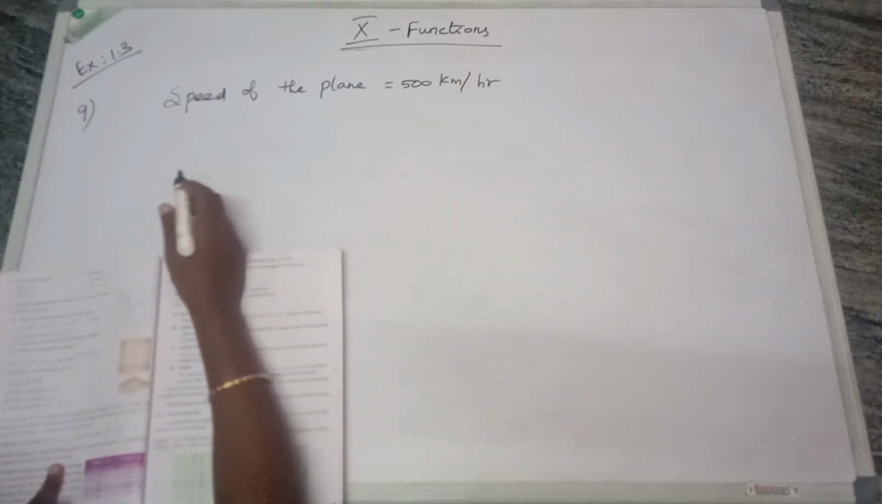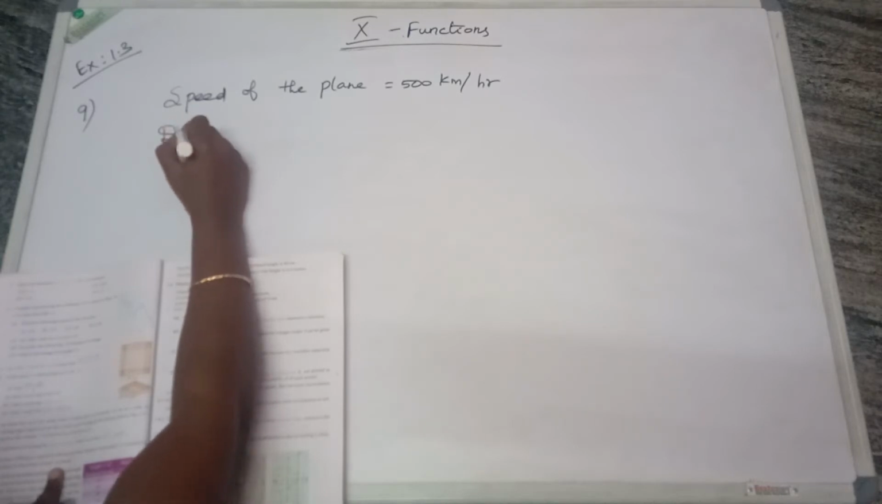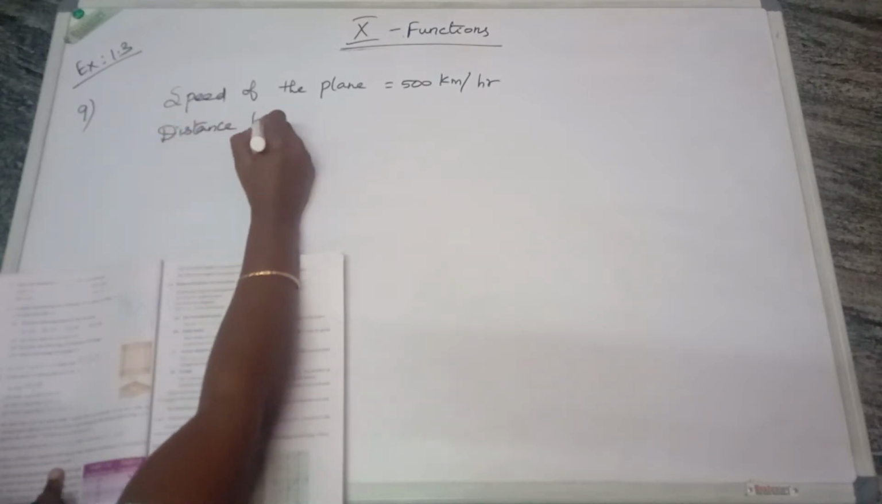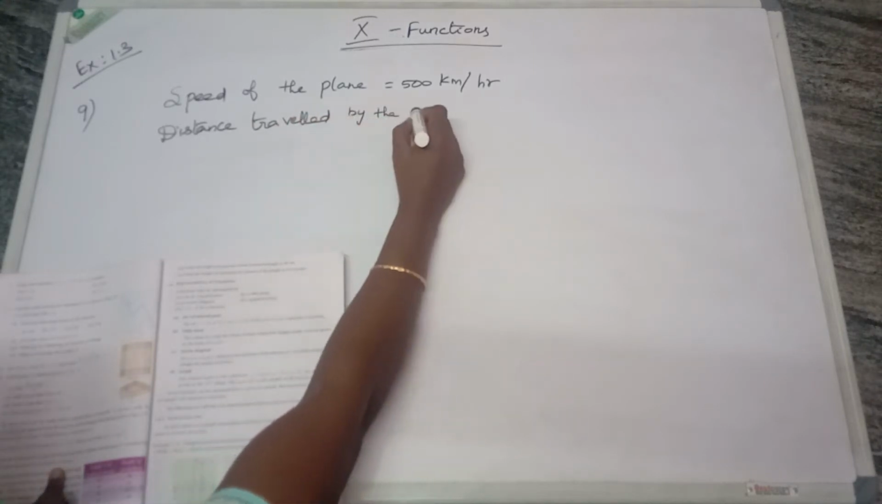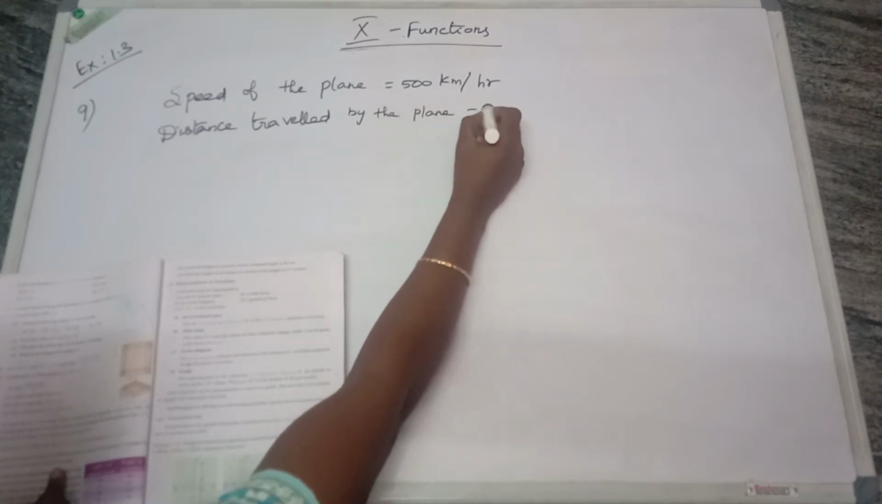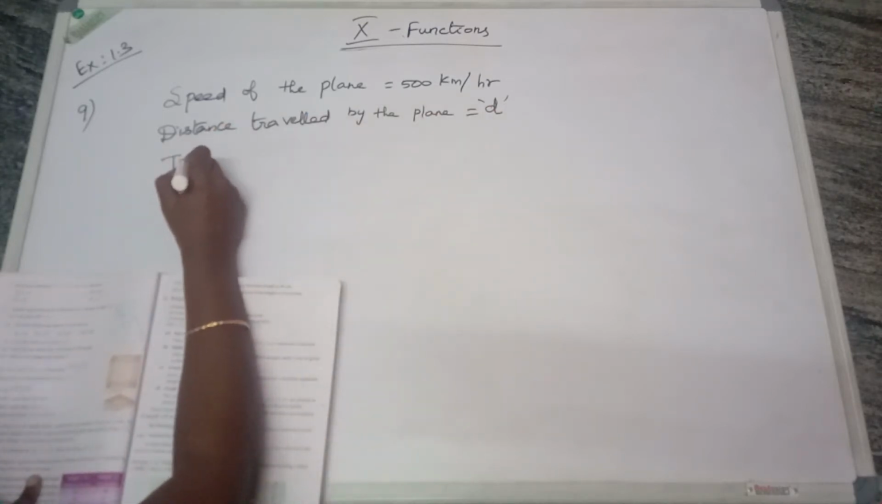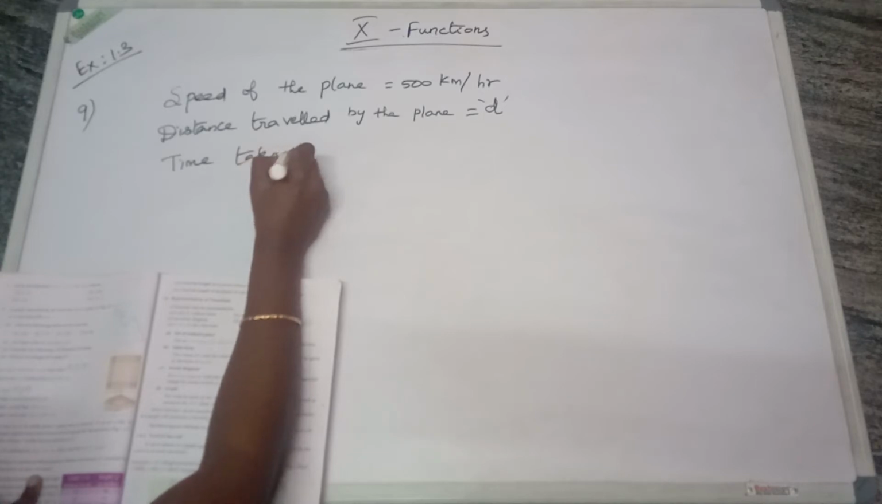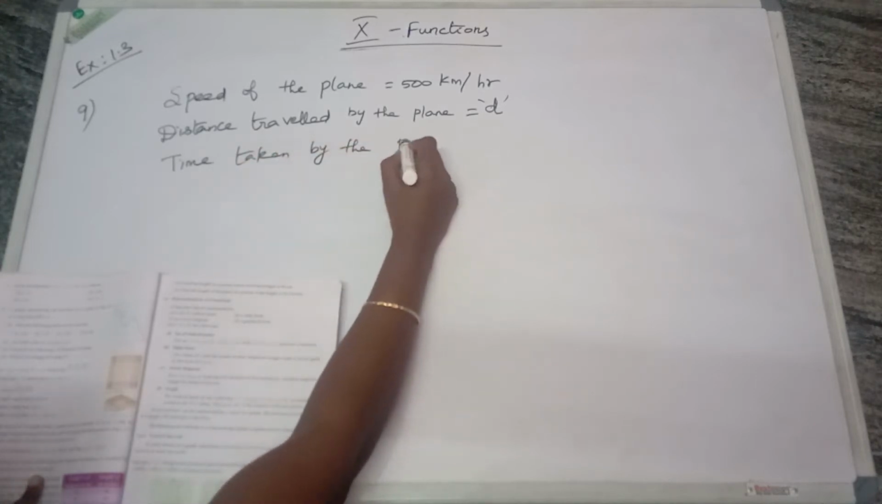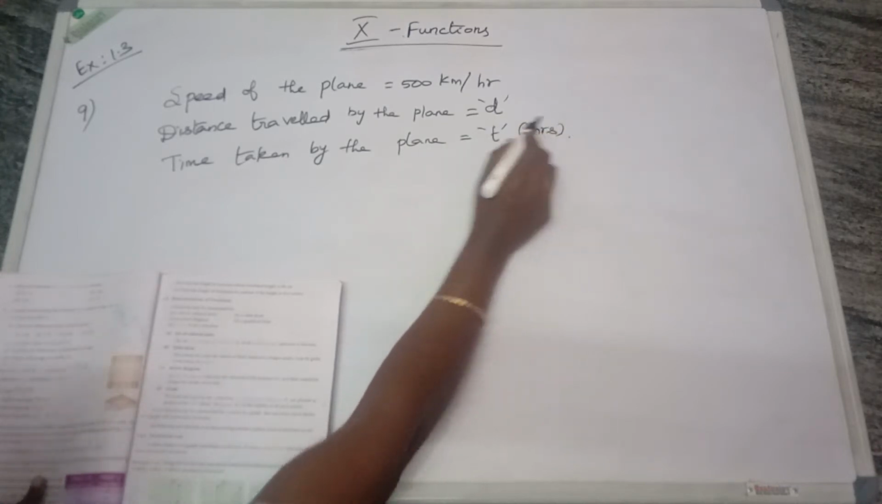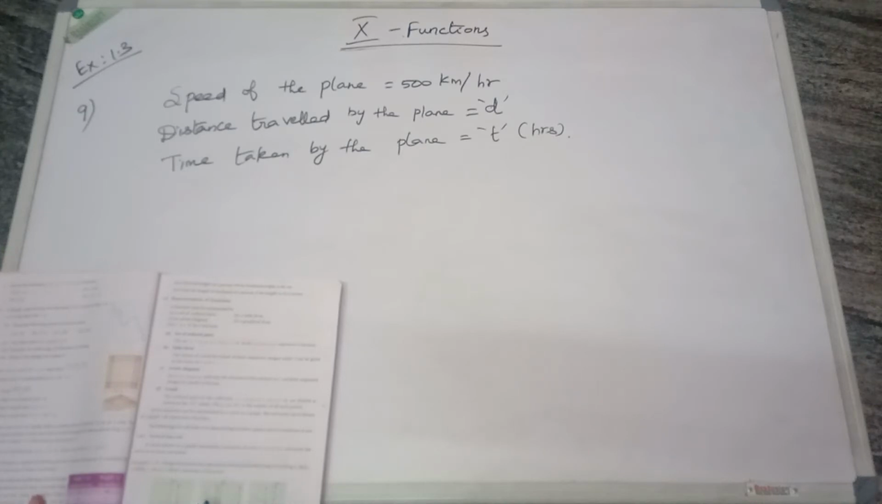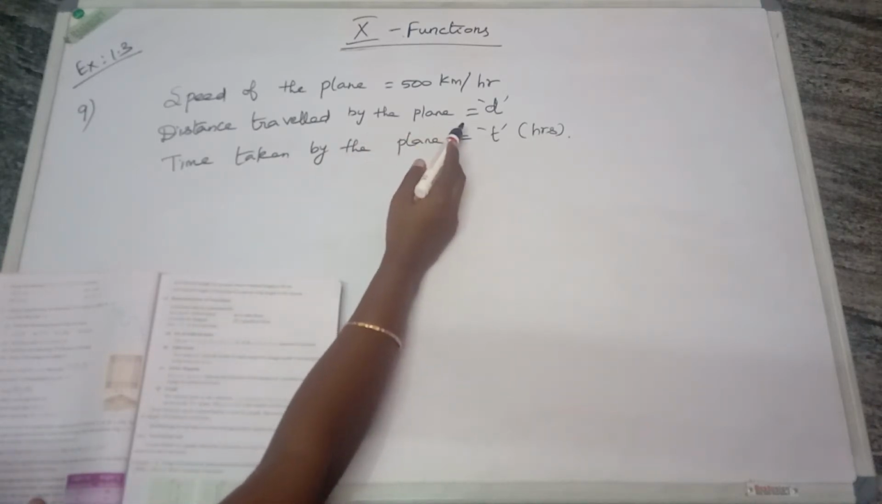Okay, and then distance traveled by the plane, we can take it as d. Distance traveled by the plane is d, and then time taken by the plane is t, which is in hours. Okay, so the question is, express the distance traveled by the plane as the function of t.